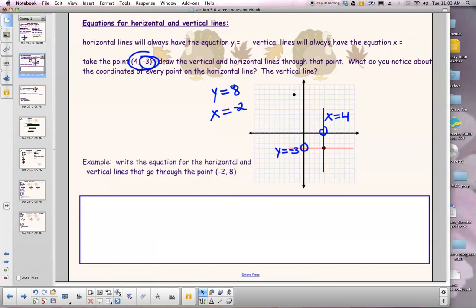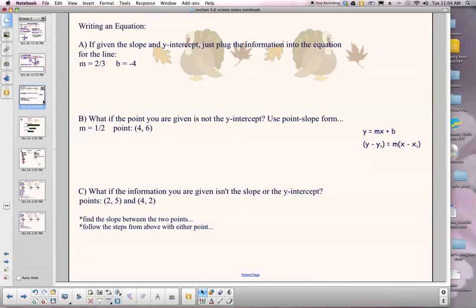All right, so let's go on to writing equations, or reviewing writing equations, for regular lines. Not horizontal and vertical necessarily, but let's see if I can get the actual page to turn. There we go. But to actually write the equations for the lines. Okay, so here we go.